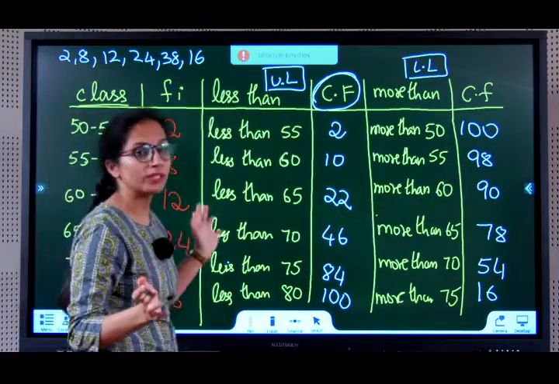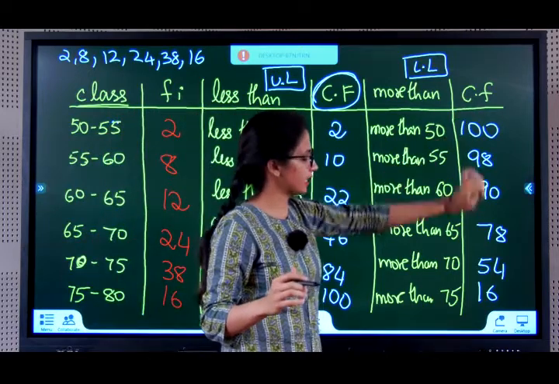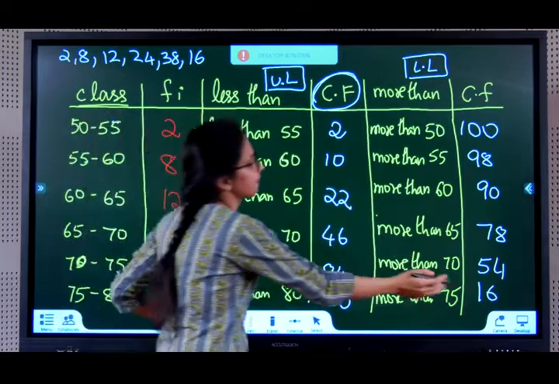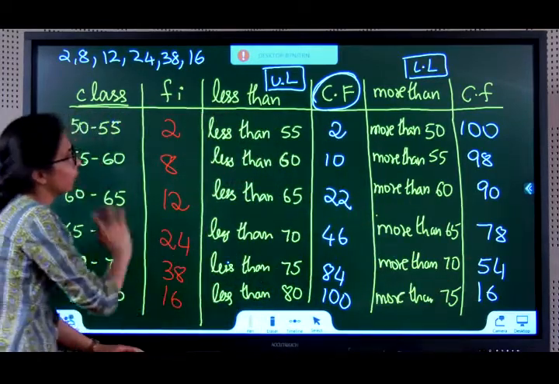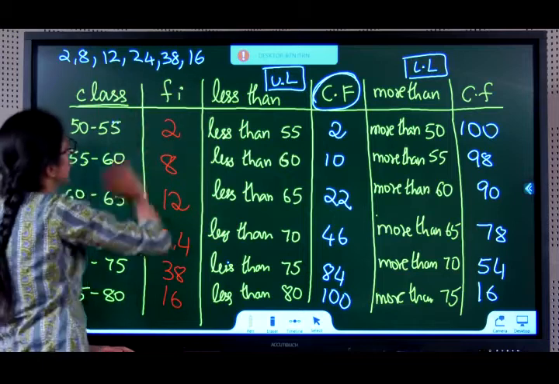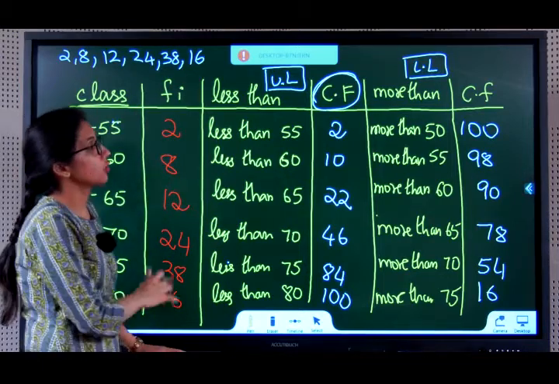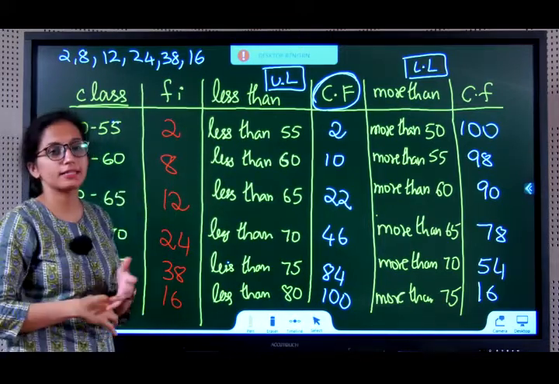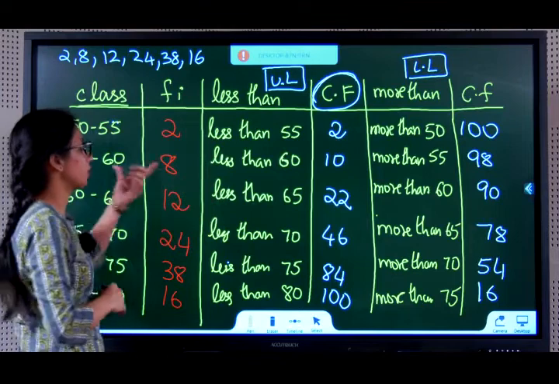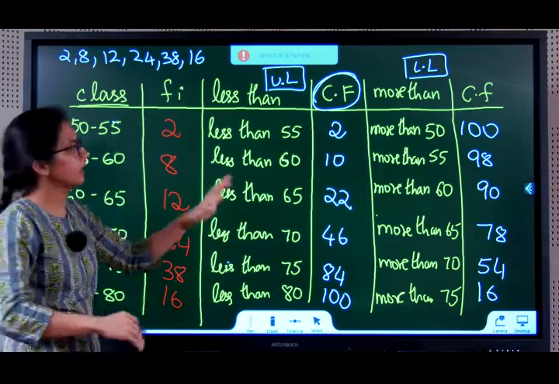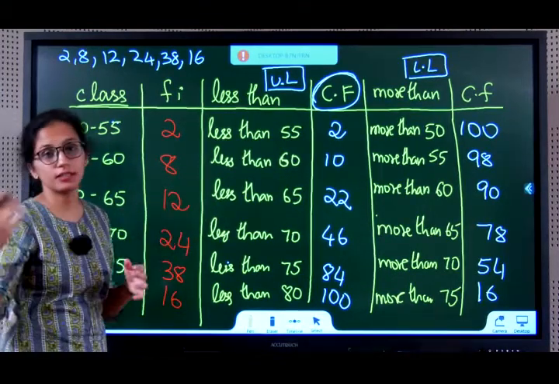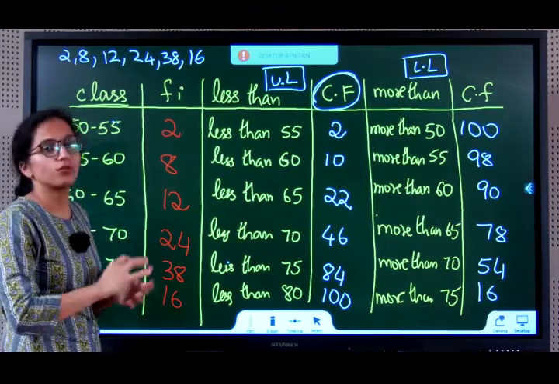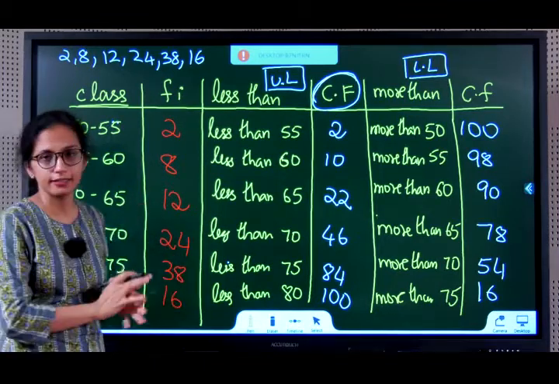Just like how we did it. From frequency, you add and go from bottom for the cumulative frequencies. For frequency, you subtract and go from bottom. I hope it's clear. See, you're getting the same answer, 2, 8, 12, 24, 38, 16. I hope it's clear what we did here, when to use less than, when to use more than, what is given, how to get it back, if frequency is given, how to go there. Less than and more than will also be used in the next exercise where we'll be learning something called ogives. So, for now, I hope this much is clear.